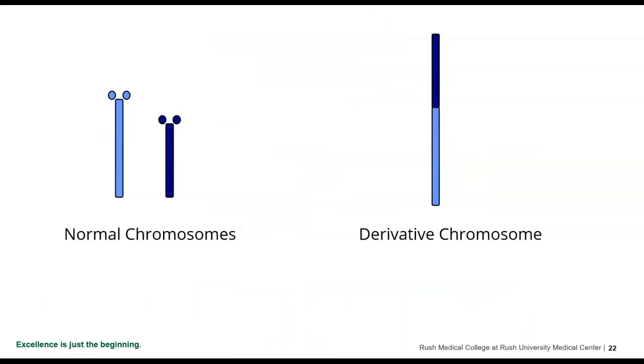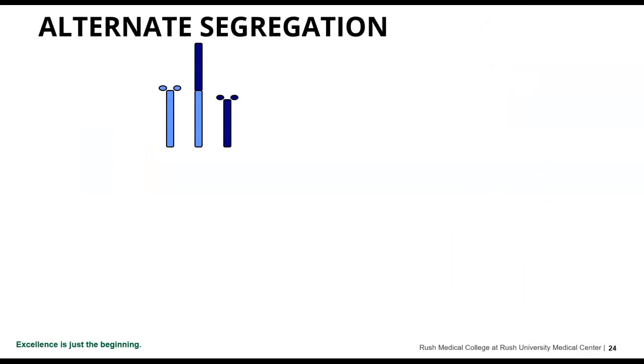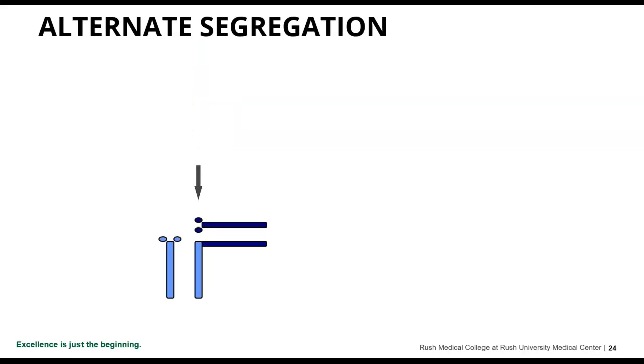So here's our normal chromosome and the derivative chromosome. With normal segregation, we divide our chromosomes equally. The light blue is the 14 and the dark blue is the 21. But again, when we have our 14 and 21 together, we have to make this trivalent.